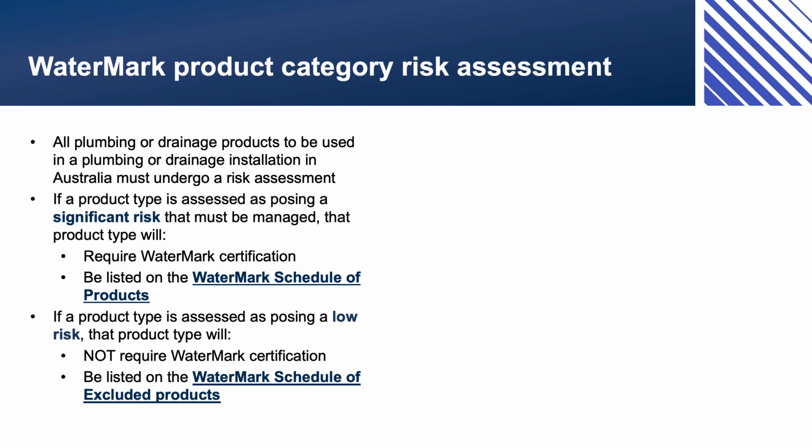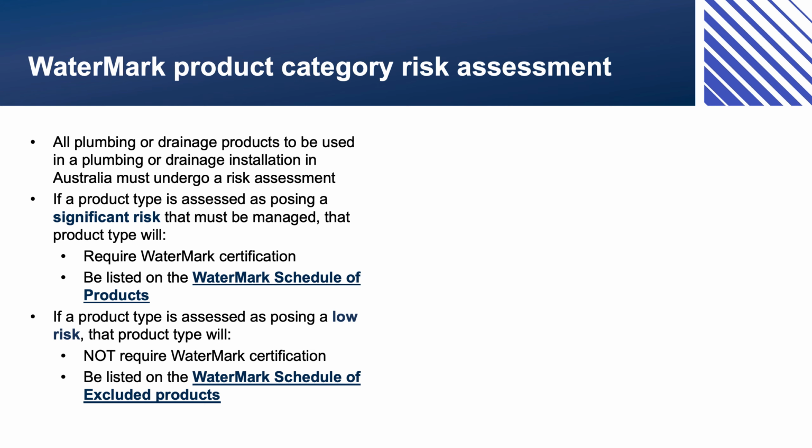inspection regimes. As with other aspects of the NCC, WaterMark certification is about effective management of the risks involved with construction. In this case, it relates to the risks that can arise from different types of plumbing and drainage products. So, the WaterMark process actually starts with different types of plumbing and drainage products being assessed to determine the kinds of risks they pose and the severity of those risks. Plumbing and drainage products that pose a significant risk are assessed as requiring WaterMark certification. Those that don't pose a significant risk don't require WaterMark certification. This is explained in more detail later in this presentation.